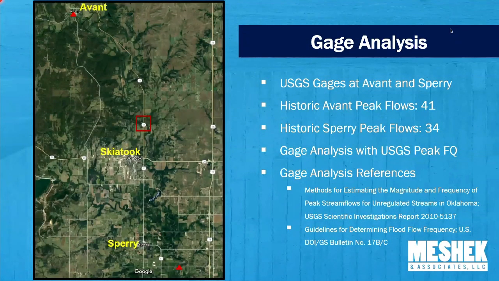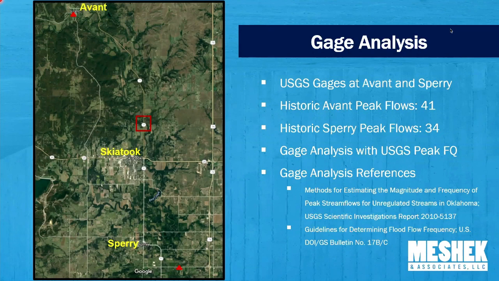So let's take a bit more look at that gauge analysis. USGS has two stream gauges on Bird Creek, one at Avant and one at Sperry. Each have several years of record, which do include the 2019 peak floods. What we would normally use when we do a stream gauge analysis is the USGS PeakFQ software. We would use this in combination with some of these references below. The Scientific Investigations Report that USGS built in coordination with ODOT for use of regression method analysis in the state of Oklahoma.